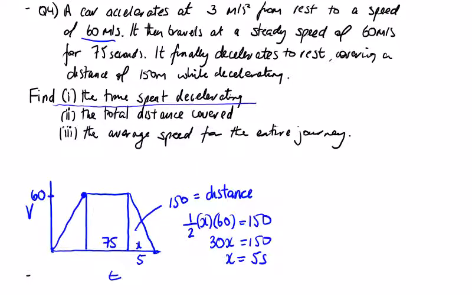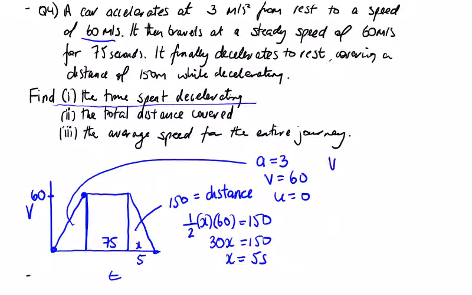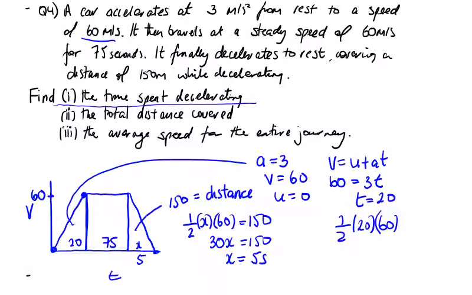The total distance covered. So in this area here, I have A is equal to 3, V is equal to 60, U is equal to 0. So I can get my time. V is equal to U plus AT. 60 is equal to A, which is 3 times T. So T is equal to 20 in this case. So the area in that triangle is half the base, which is 20, put it in, by the height, which is 60. And 10 60s are 600 meters.